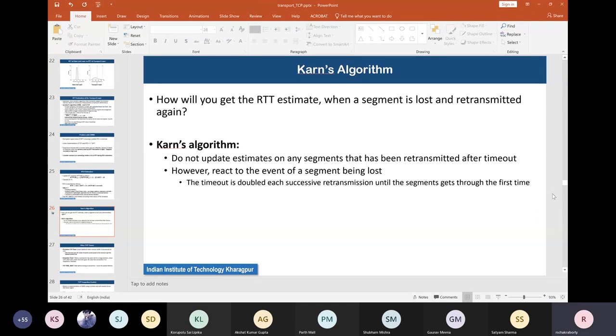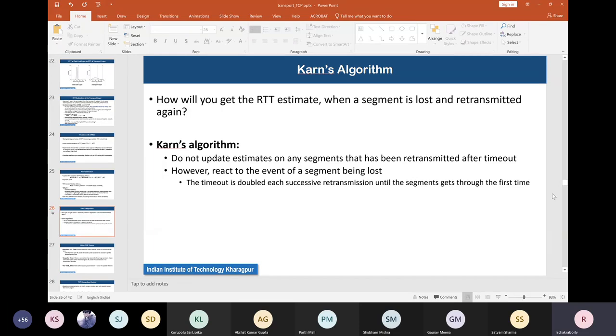Fine. Now one question comes. Till now, all we have discussed about RTT estimation assumes that the value updates happen when the segment was sent and its acknowledgement got back in time, so that you can get an estimate of the round trip time. What happens when a segment is lost and it is retransmitted again? If it is lost, it will be retransmitted, after you waited for the entire round trip delay interval.